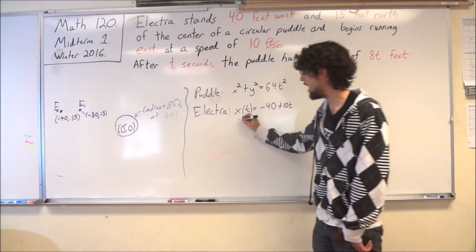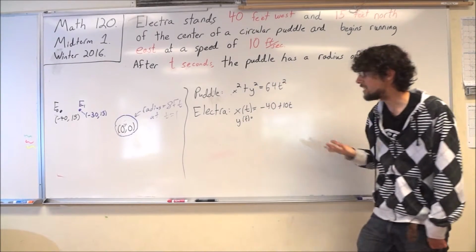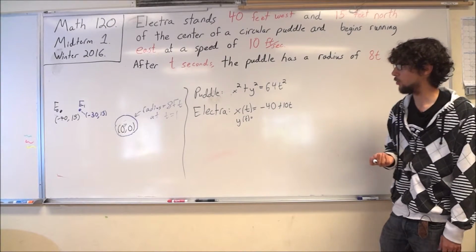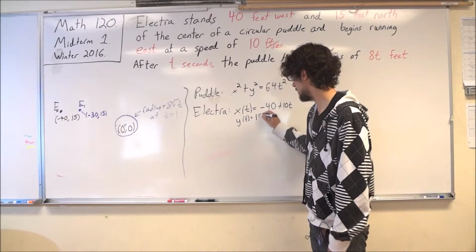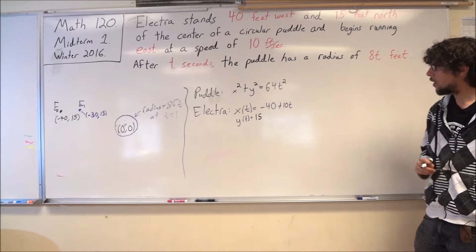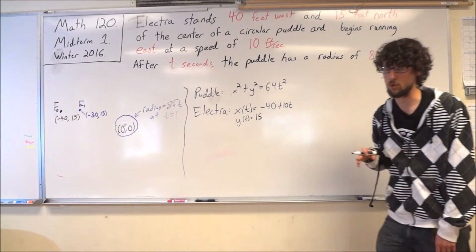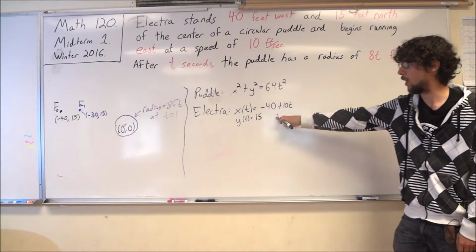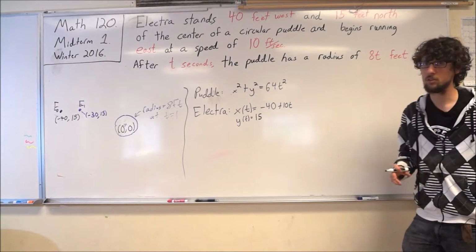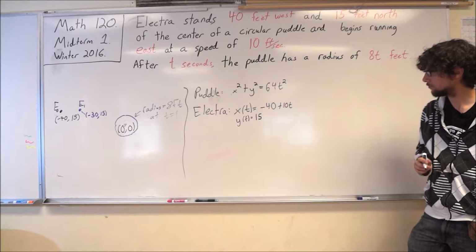And her y position is quite a bit simpler. At any given t, whether you tell me t equals 0 or t equals 10, her y position is always 15. So now I have the parametric equations for Electra's motion. Her x position is a function of t, her y position is a function of t. And I have the boundary of the puddle also expressed in terms of t.